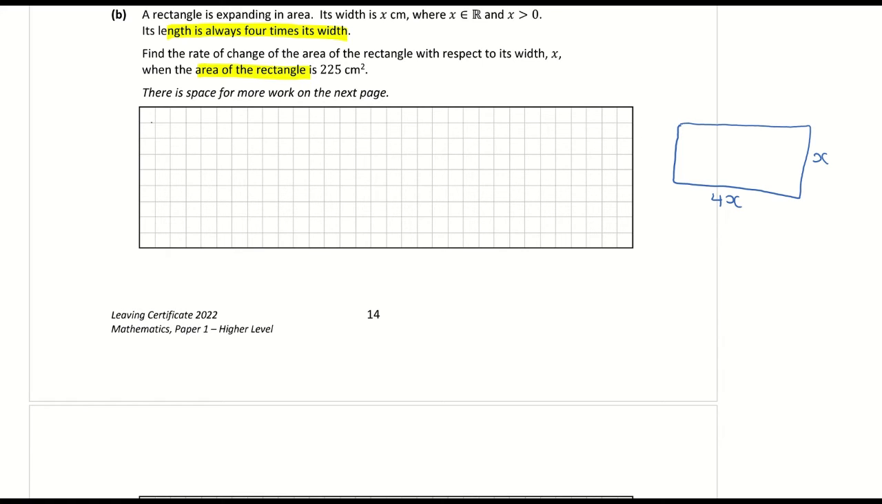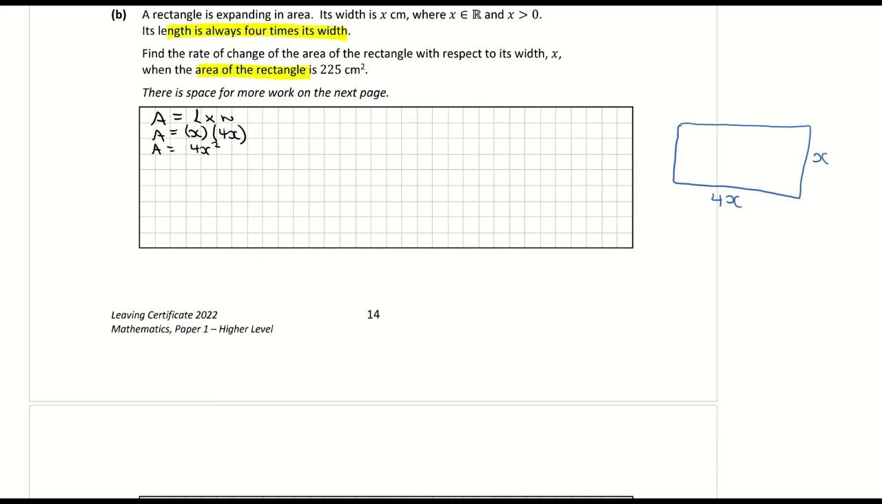So the formula for the area of a rectangle is given as length by width. Now I know my length and width here. Length is x and width is 4x, or vice versa. And multiplying that in, I get area is equal to 4x squared. So that's the area of my rectangle here.